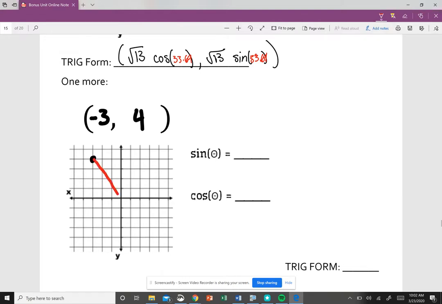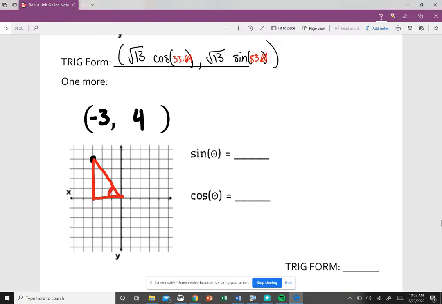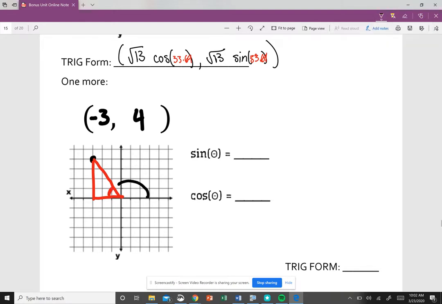Okay, so now I'm going to draw my triangle. Notice that my reference angle is right here. This is not my theta with the positive x-axis. That would be this angle here. So I will need to find that angle.